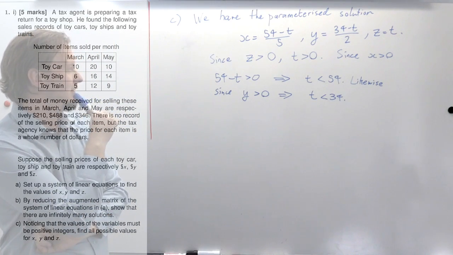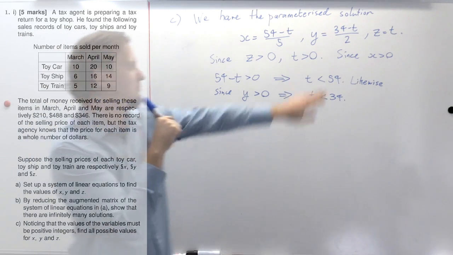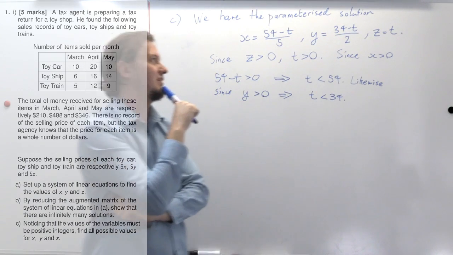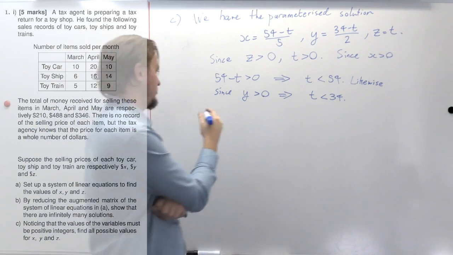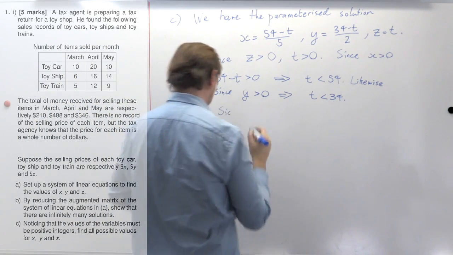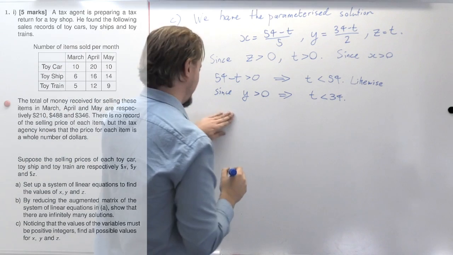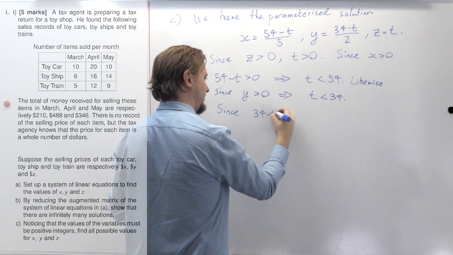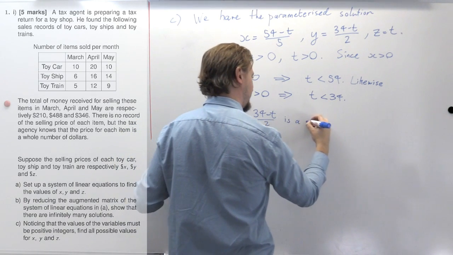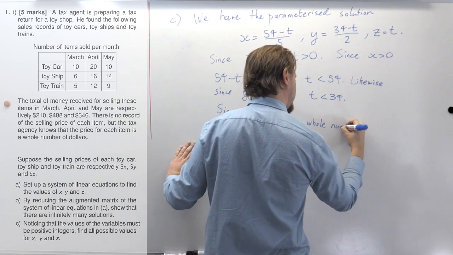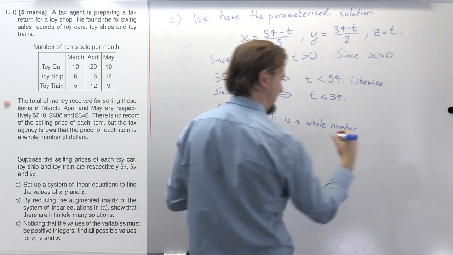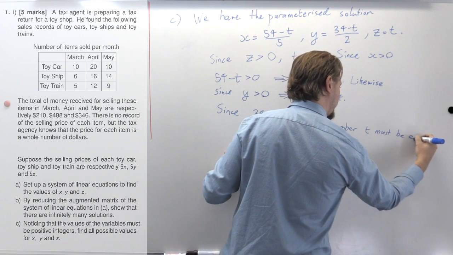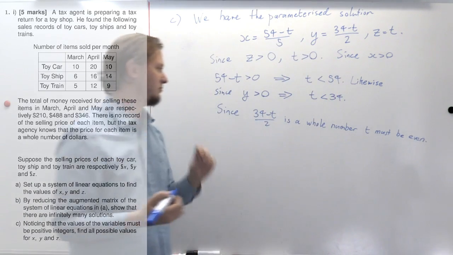Now, the hard part is, for example, this has to be a whole number. So 34 minus t has to be even. I'm just trying to reduce the amount of things I need to look at. So since 34 minus t over 2 is a whole number, t must be even. If it's not even, this won't be a whole number. So that's an easy one to see.